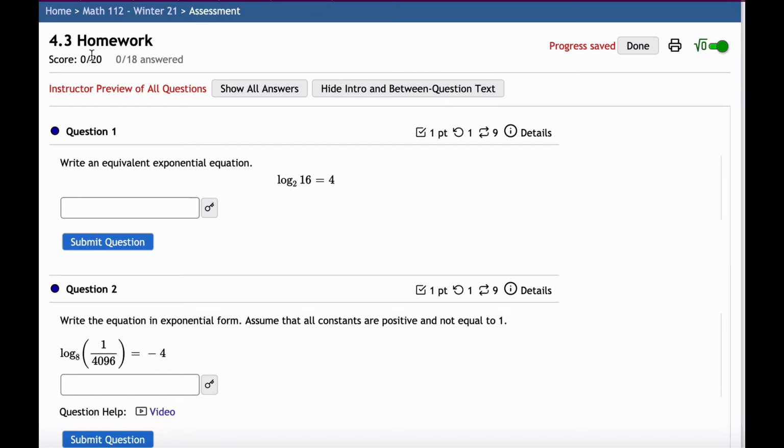All right, here's the 4.3 homework. It looks like an especially long homework assignment: 20 points, 18 different problems. One of them is worth 3 points, as you'll see as we go through these.